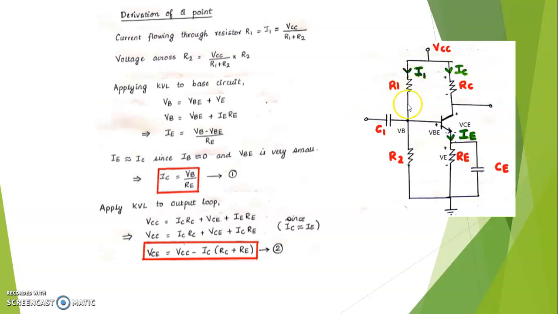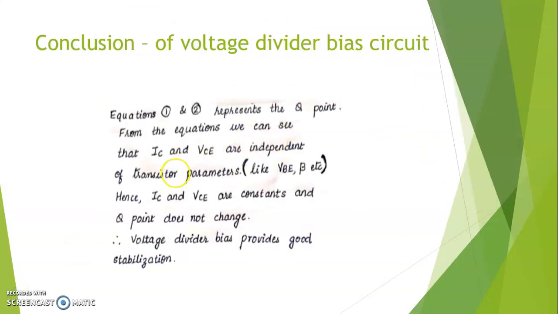So all these R1, R2, etc. will ensure that the Q point will be fixed and this circuit will give us a proper output voltage. Proper amplification is given to us. So that is the need for this circuit. We'll ensure that the Q point is fixed and we'll get proper output voltage. That is what is written over here. From equations 1 and 2, we can see that IC and VCE are independent of the transistor parameters and the Q point does not change. Therefore, voltage divider bias will provide us good stabilization.